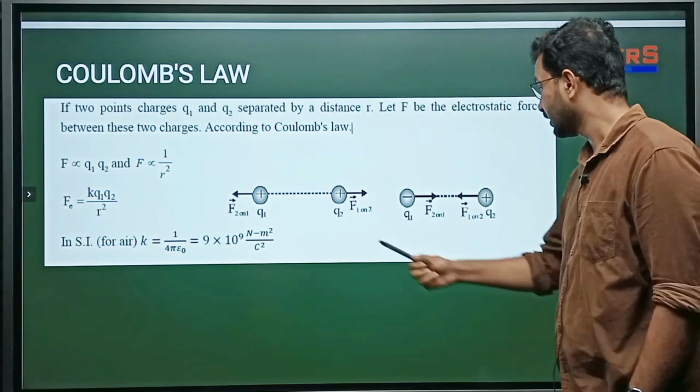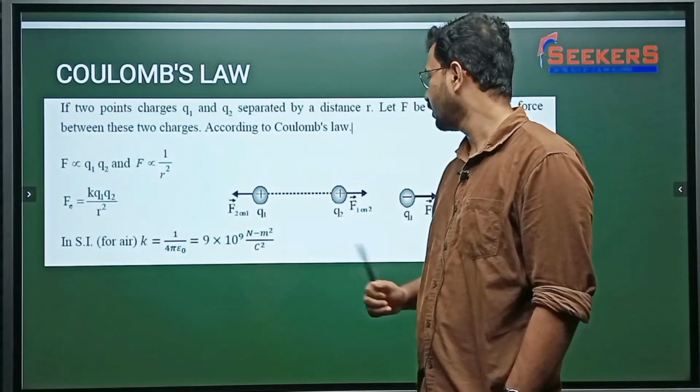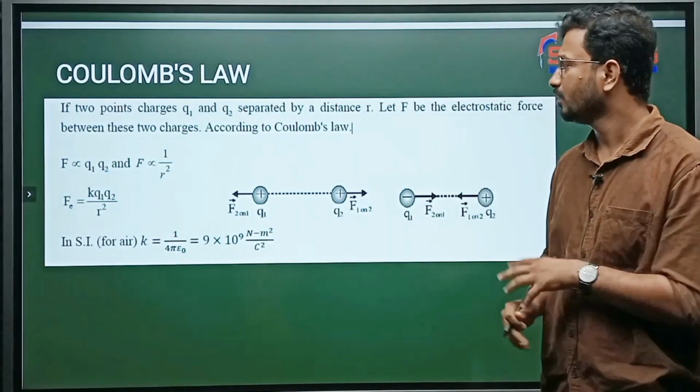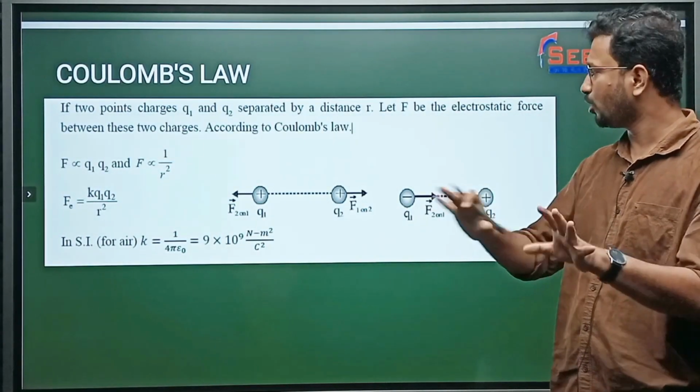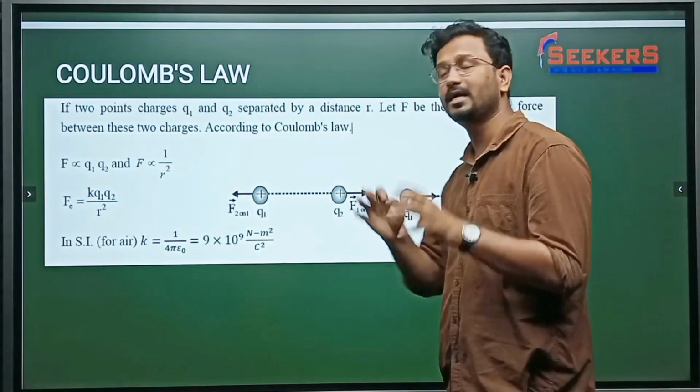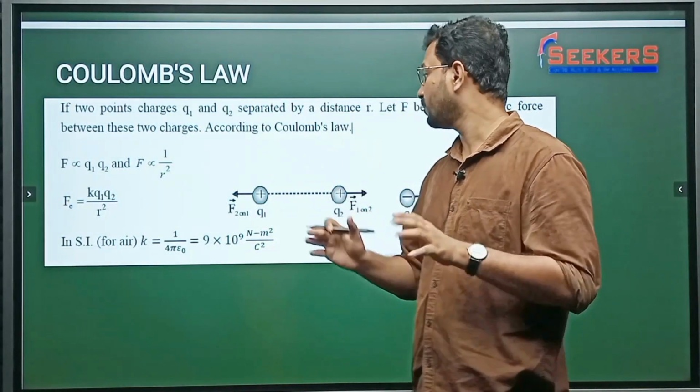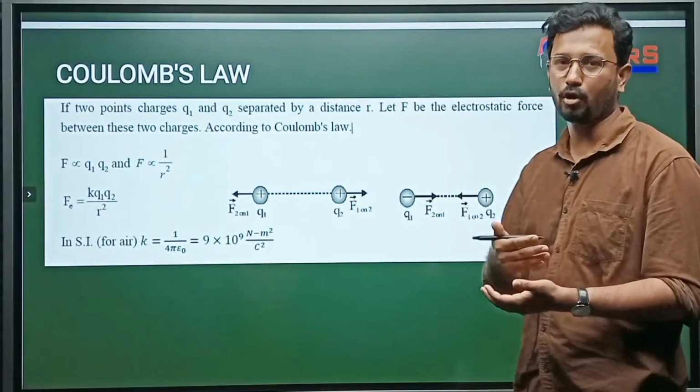As you can see, if we have two charges Q1 and Q2, there will be a force between them. The force is either attractive or repulsive. We're not going to discuss that right now, but there will be a force between them. What will the force be? It can be either attractive or repulsive.